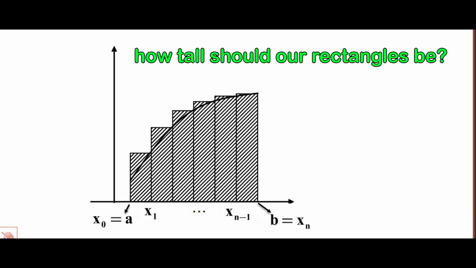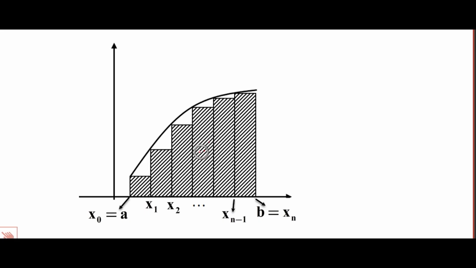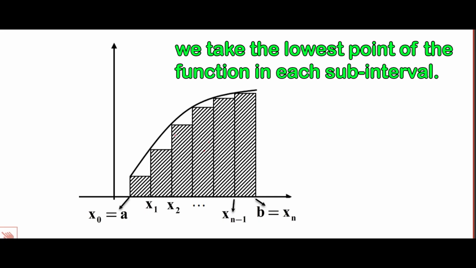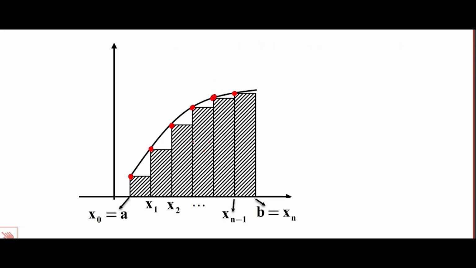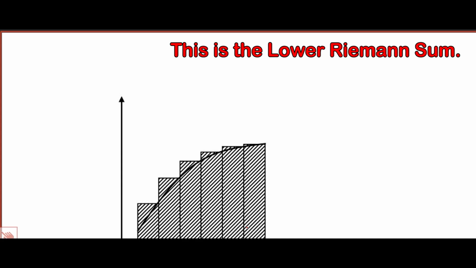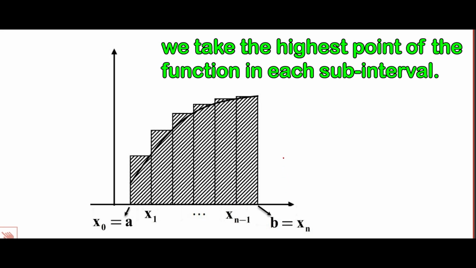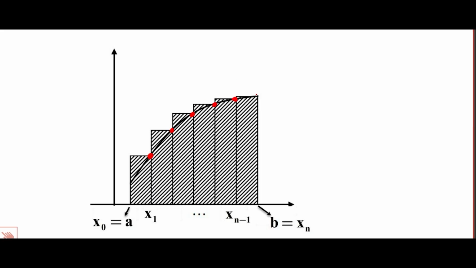Now the question is, how tall should our rectangles be? Look at this graph. If we want to be sure we are underestimating the area, we take the lowest point of the function in each subinterval, like this, here, and here. This is the lower Riemann sum. And if we want to be sure we are overestimating the area, we take the highest point of the function in each subinterval, like this, or here, right? This is the upper Riemann sum.